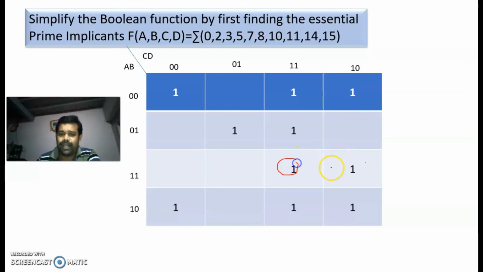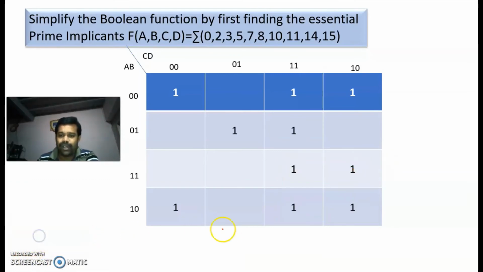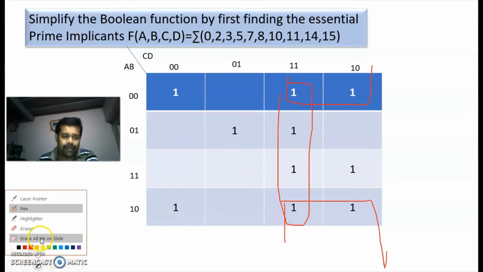Now you come to this one. You have completed this one. Now we are coming to this one. This one, it can be grouped only in this way. No other possibility to group this one. So this is also an essential prime implicant. Now you shift to this one. This one you can group in this way or in this way. So there is no possibility of essential prime implicant.